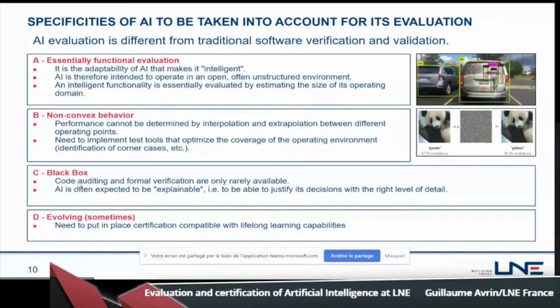So basically, you can open the box and look at the values that are taken by these parameters, and it does not provide you any information related to the real performances of this AI system. So that's why you need to do input-output testing, because just looking at the code is not enough.